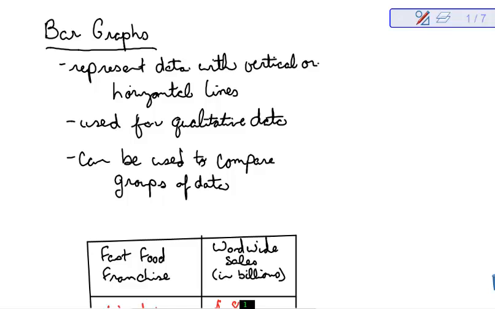The first way is looking at our bar graphs. Bar graphs are a way to represent data in either vertical or horizontal lines. These are used for qualitative data, our categorical data, and they can be used to compare groups. Normally we just use them for one set, but sometimes we use them for both and put both types on there. So let's look at an example and see what we have.